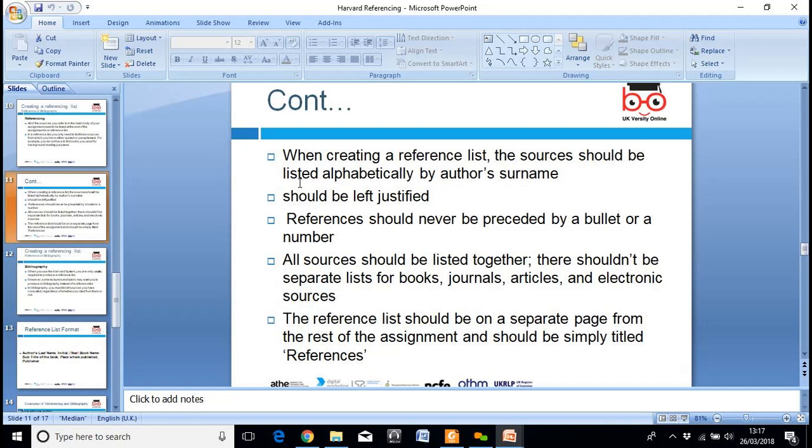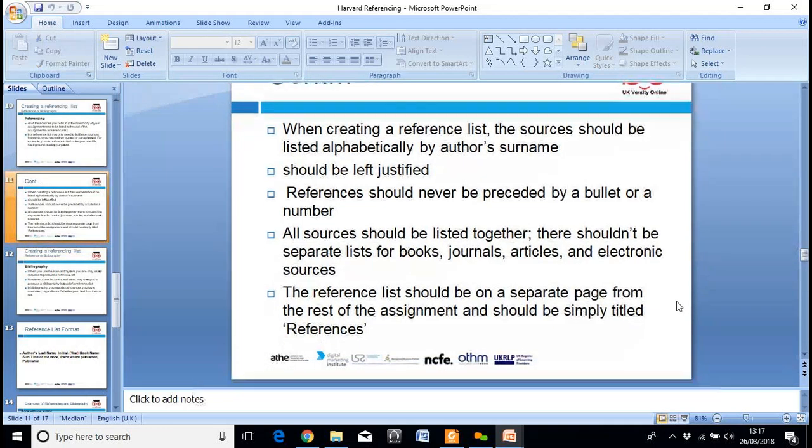Again, references should be listed alphabetically by author's surname. They should be left justified. References should never be preceded by a bullet or a number. They should also be stated as we've said in the previous slides. All sources are listed together. There shouldn't be separate lists of books, journals, articles or electronic sources. It should be all together. The reference list should be on a separate page from the rest of the assignment and should be simply titled References.